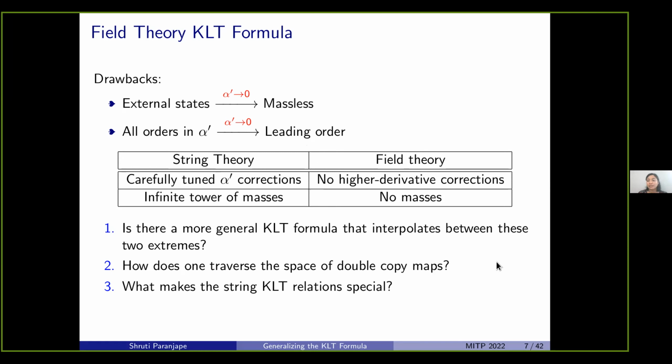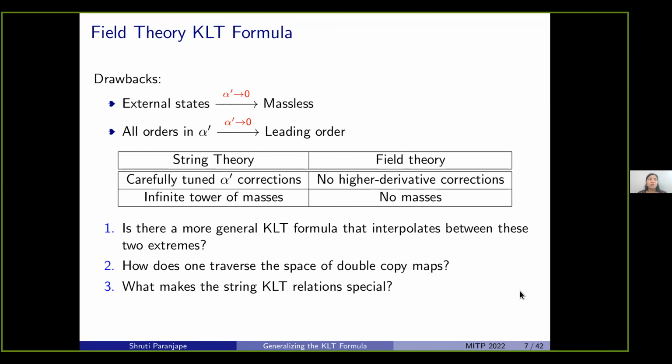So you want a KLT formula that can interpolate. It can have the most general higher derivative corrections, and it can have some number of masses, but not an infinite tower of masses. Okay, so these are the questions that we want to answer in this talk. Is there a KLT formula that interpolates between these two extreme regimes?